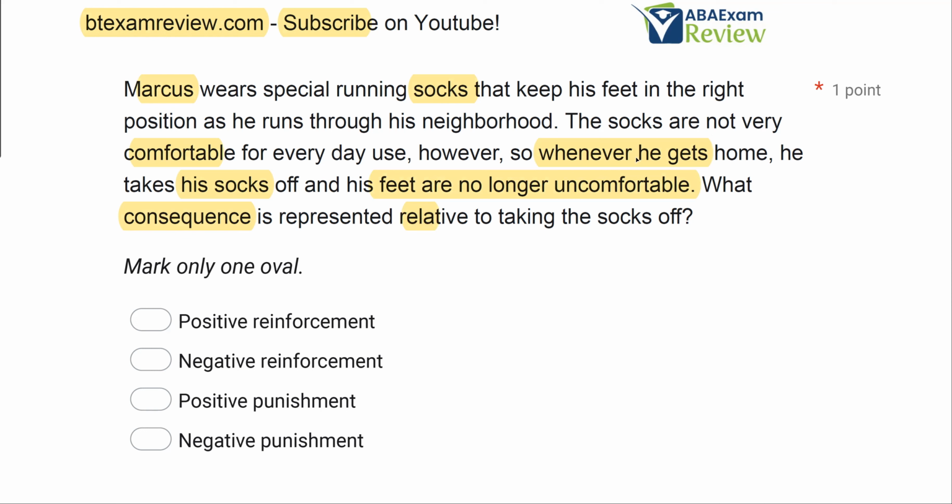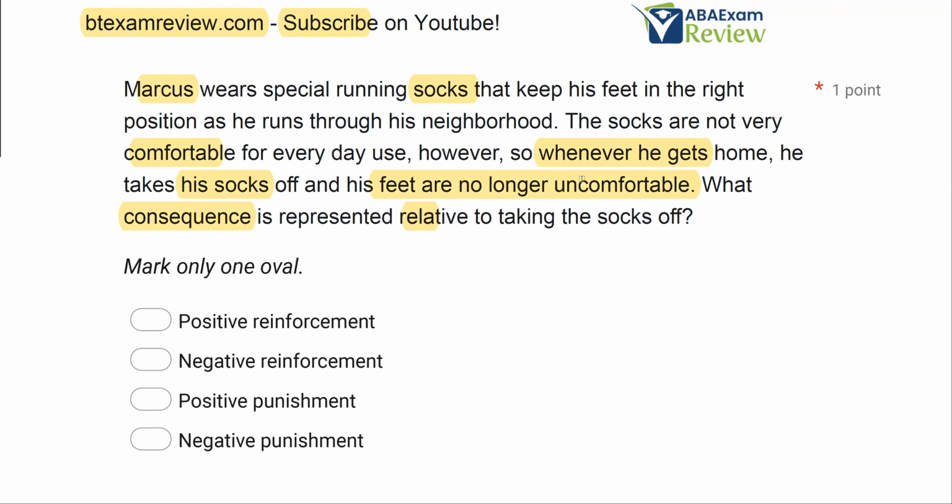So antecedent, he gets home. Response, takes his socks off. Consequence, no longer uncomfortable. Now, let's start with positive or negative. The consequence was something added or removed. Well, something was removed, right? The feeling of being uncomfortable was removed. He took the socks off. He is no longer uncomfortable. Therefore, we are going to use negative in our consequence.